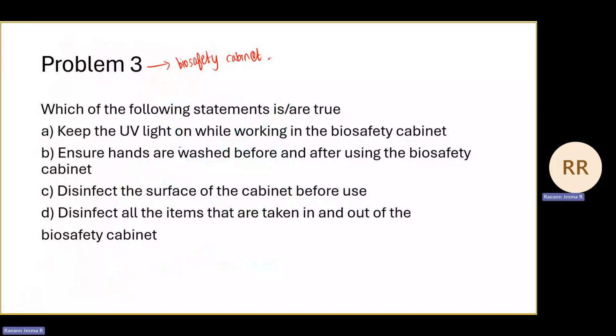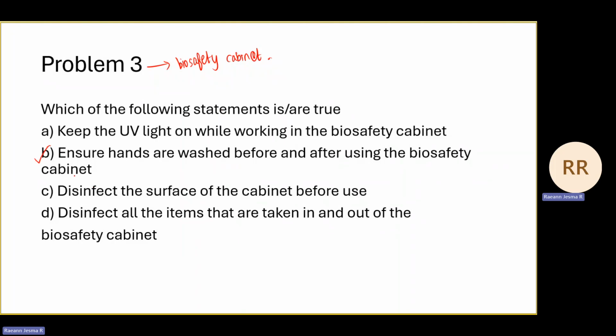A biosafety cabinet is a kind of containment device for biological material, so we keep the biological materials inside that particular cabinet. It is like how we use a fume hood while handling hazardous chemicals. Okay, so we have to ensure that hands are washed before we use the biosafety cabinet and after we use it. So option B is correct. We'll come to option A later.